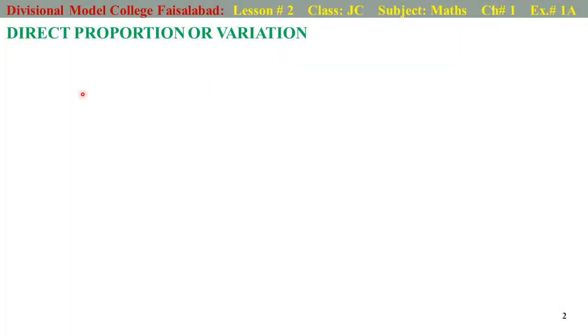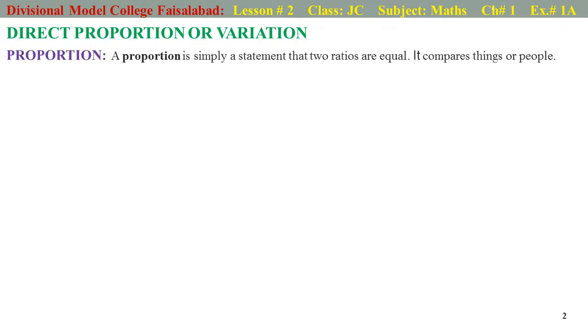Direct proportion is a combination of two words, direct and proportion or variation. Let's first define proportion and variation. A proportion is simply a statement that two ratios are equal. It compares things or people. Proportion tells us how much smaller or bigger one quantity is than the other. If you take the actual measurements of your house and the measurements of your house on the map, these two measurements are in proportion.